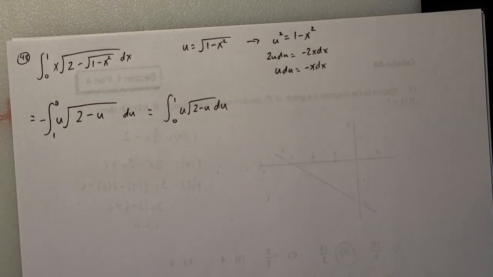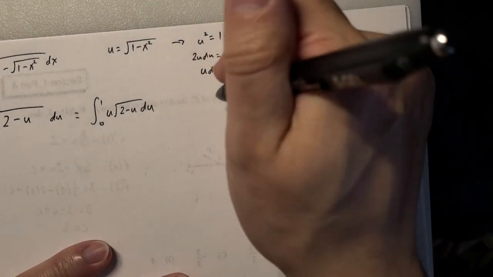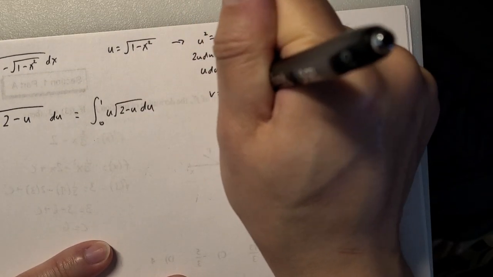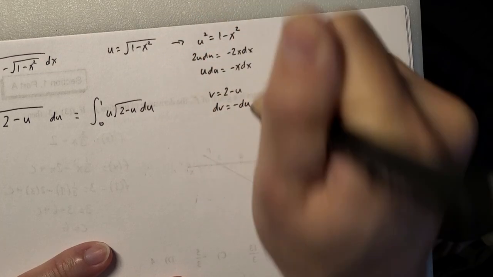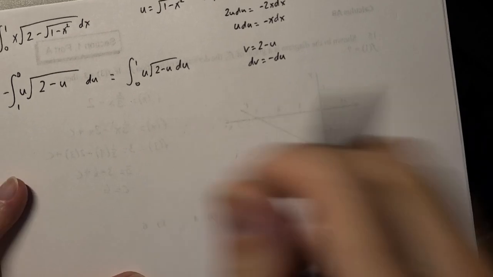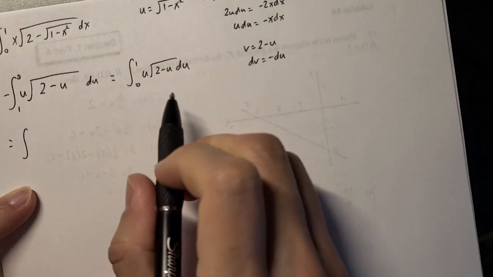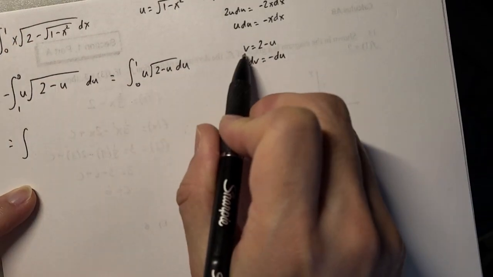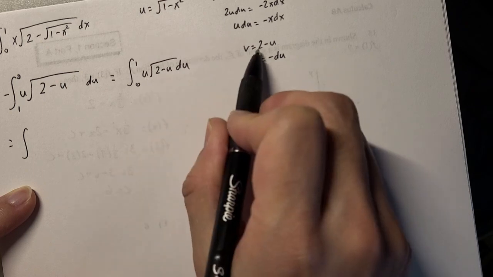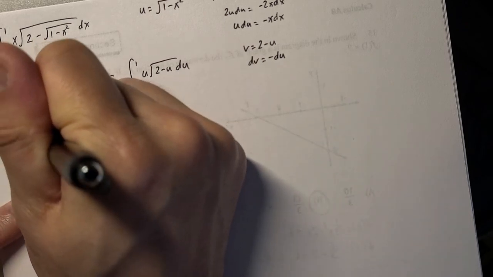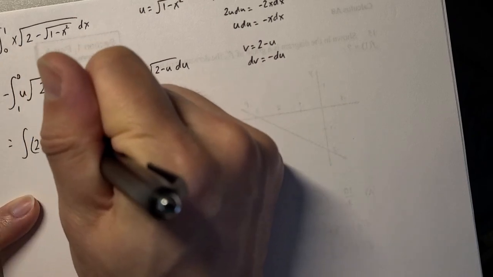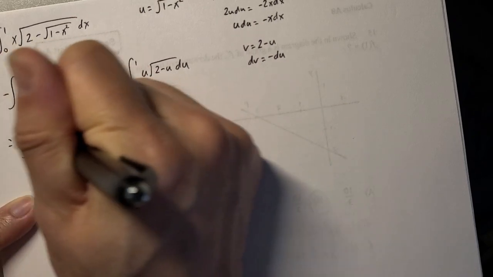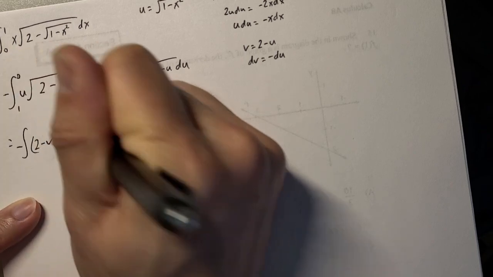How do we solve this now? Well, I can make another substitution. v is 2 minus u. dv is minus du then. Okay? We'll worry about limits again afterward. u would be 2 minus v. Okay, and then we have square root of v, and then minus dv.